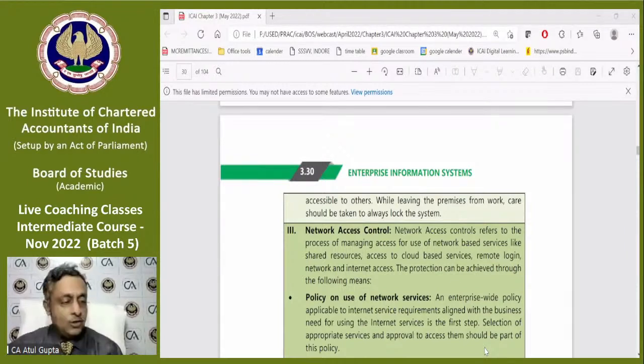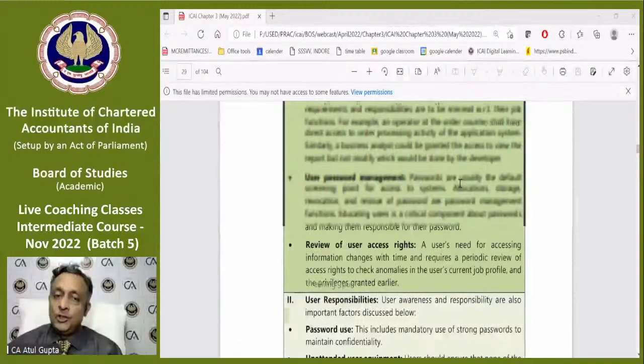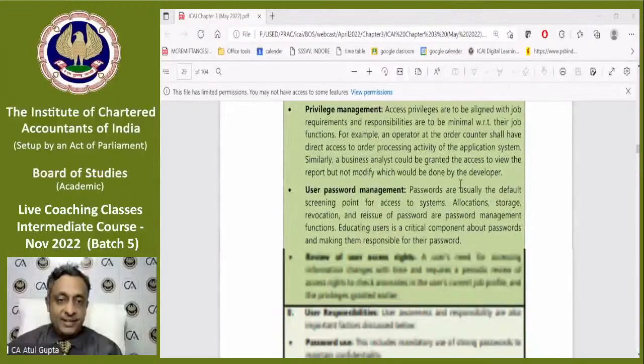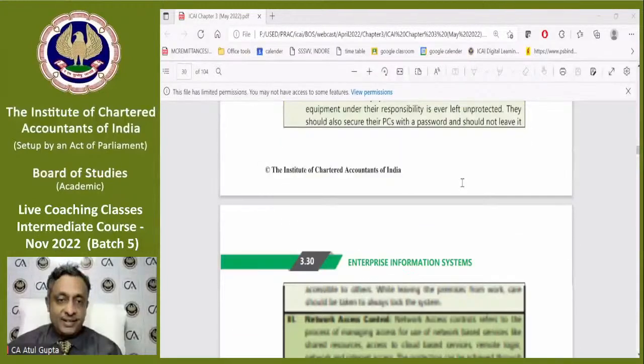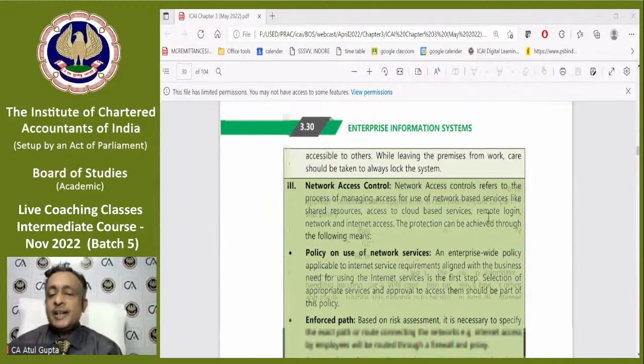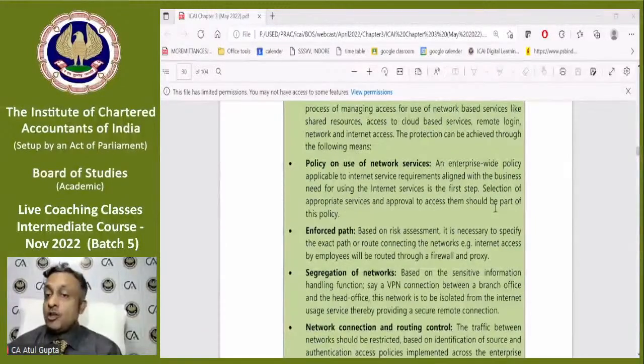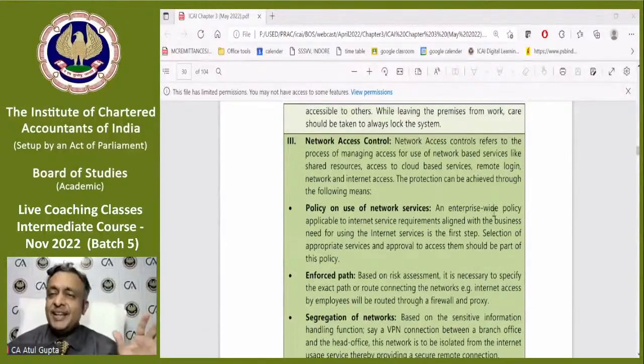What can be the control? I'm expecting answers. So we have read first user access management, second user responsibility. Now third is network access control. Our topic heading is that we are basically part of logical access. So these are the ideas here that you need to work on.